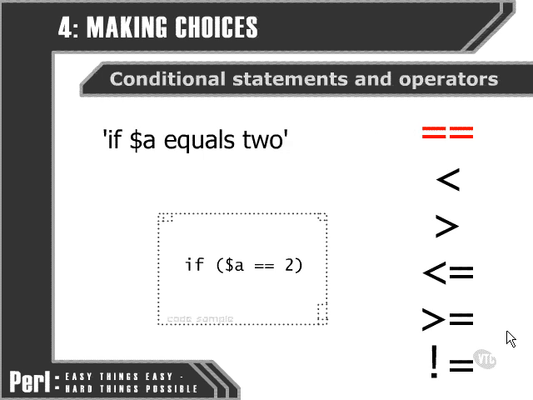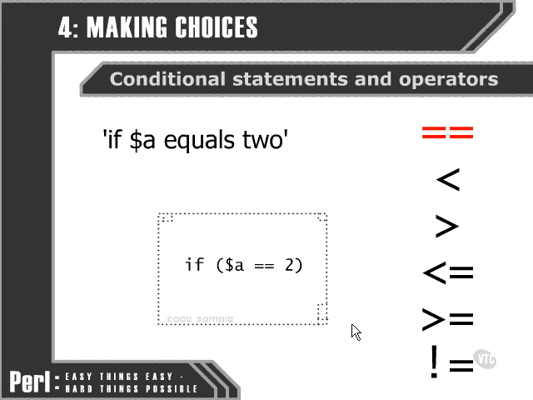So an example of that would be if we wanted to compare the variable a with the value 2. If the variable a's value is 2, then this condition evaluates true. If it's anything else at all, then the condition evaluates false.